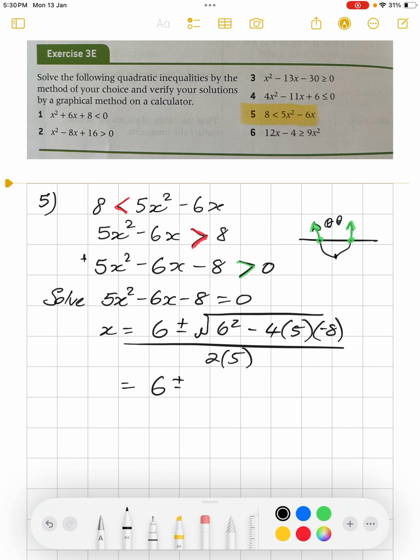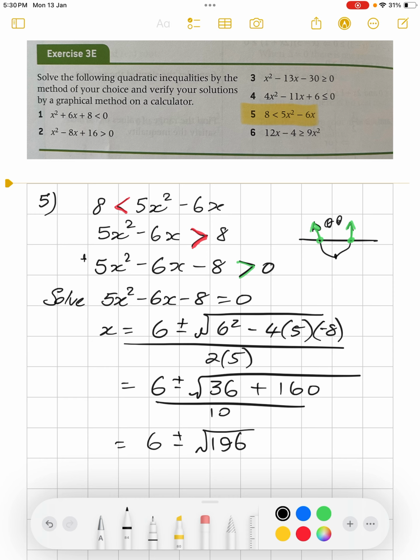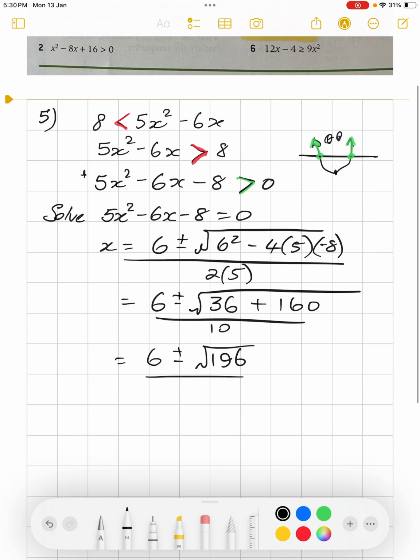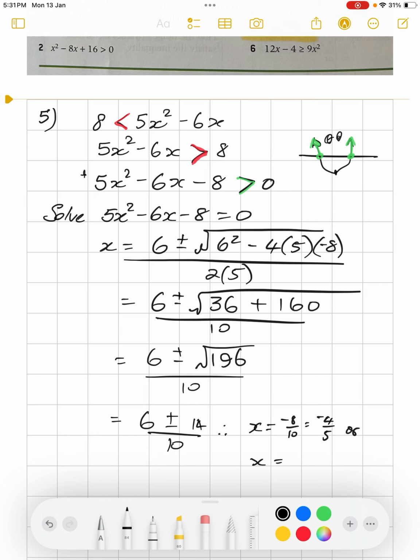So it's 6 plus and minus the square root of 36. Two negatives make a positive, plus 160, over 10. Now 6 plus and minus the square root of 196. The square root of 196 is 14. So we've got 6 plus and minus 14 over 10. Therefore, x equals 6 minus 14, negative 8 over 10, so negative 4/5. Or x equals 6 plus 14, 20 over 10, which is 2.